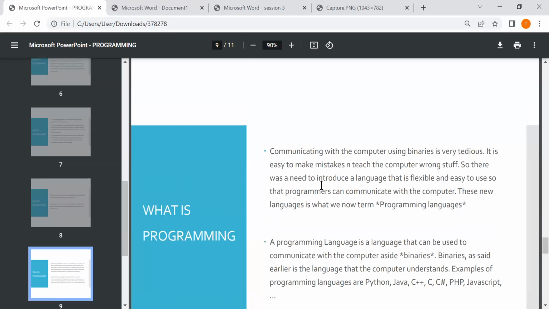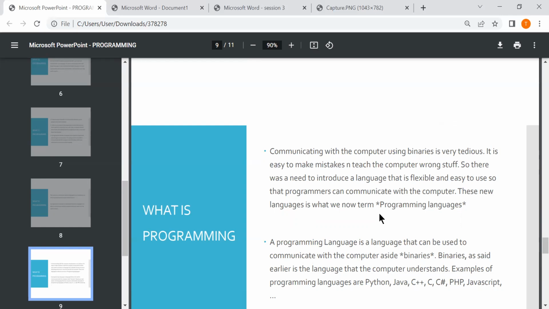So there was a need to introduce a language that is flexible and easy to use so that programmers can communicate with the computer. These new languages are what we now term programming languages. What are programming languages? Now, you need a computer to be able to assist you in something. So you have to teach the computer what to do to be able to assist you. To do that, you have to communicate with the computer, meaning you have to program, you get it?